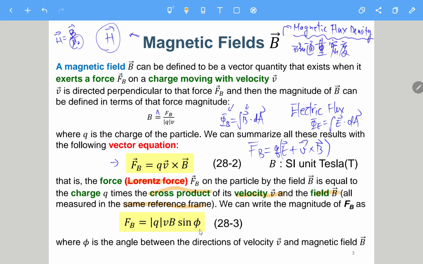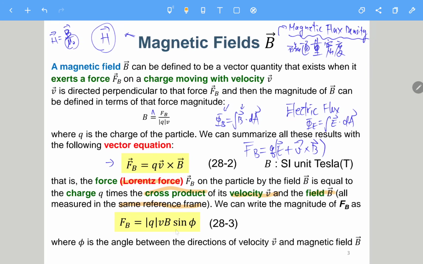Sine of theta, not theta, this would be phi. Phi is the angle between the direction of the velocity V and the magnetic field B. So this phi is the angle between these two vectors.